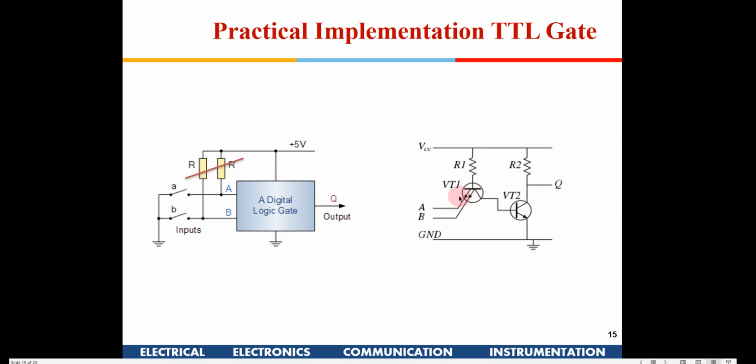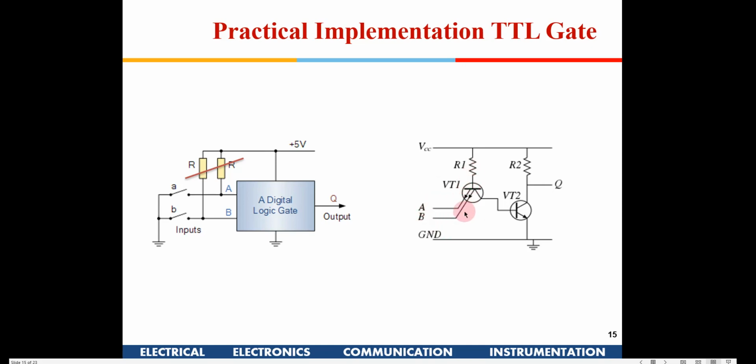In this particular case, if you leave these terminals open in the TTL gates, it will consider it as 1, because only when you give a proper ground will the current flow here. So if you give a 1 here and 1 here, it will not allow current to flow here. If you leave it open also, it is the same thing, it will not allow current to flow here.